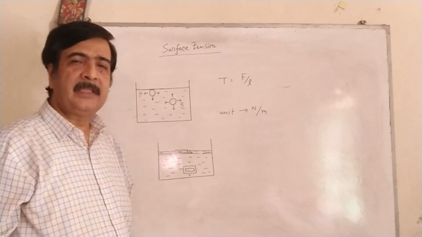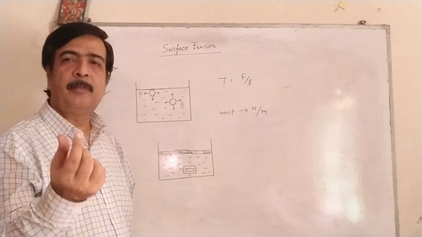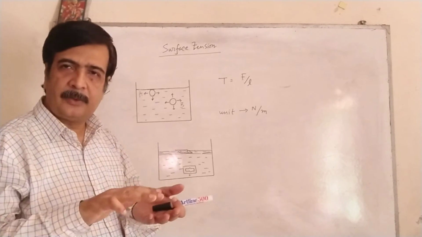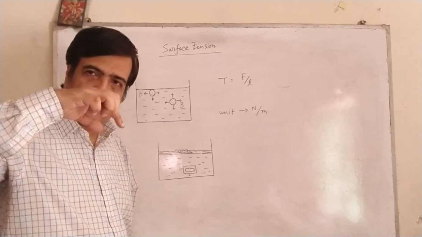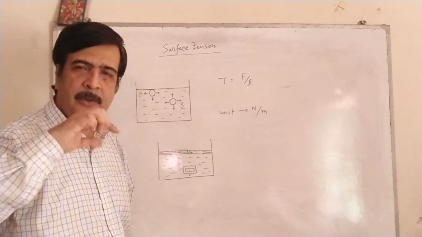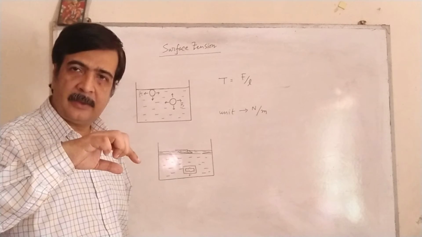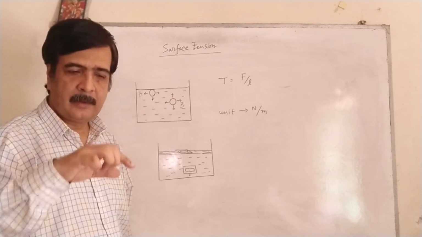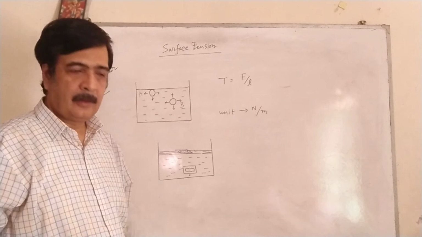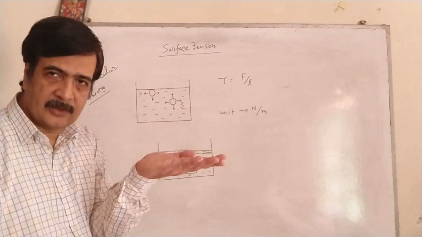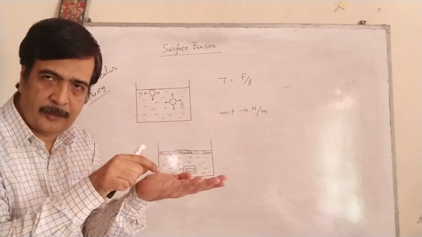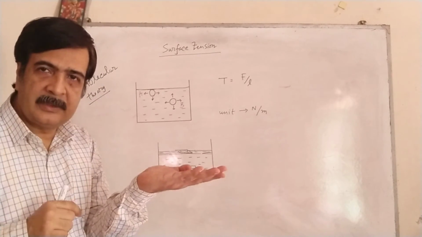Another very good example is that you take one blade and a container filled with water. Now you place the blade horizontally on the water surface, very slowly. Place it. You will see it is floating. If you keep the blade in this way, just touch the liquid surface, then move your hand slowly, you will see it is floating.